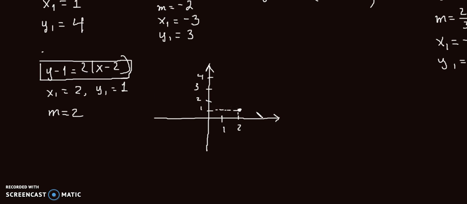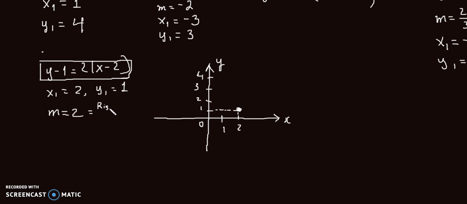Now, the next step is you plot the point on the graph, the OXY, your coordinates. So here, OXY here. Now, what happens is that you have x equal to 2, y equal to 1, so this is your first point. Now, you have slope equal to 2, which means what?